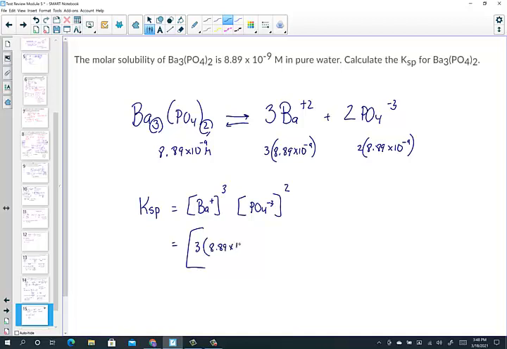So plugging all of that into your calculator, the quantity of barium would be 3 times 8.89 times 10 to the negative 9th molar, cubed, times the phosphate concentration, which is twice that of 8.89 times 10 to the negative 9th, and that ends up being squared.